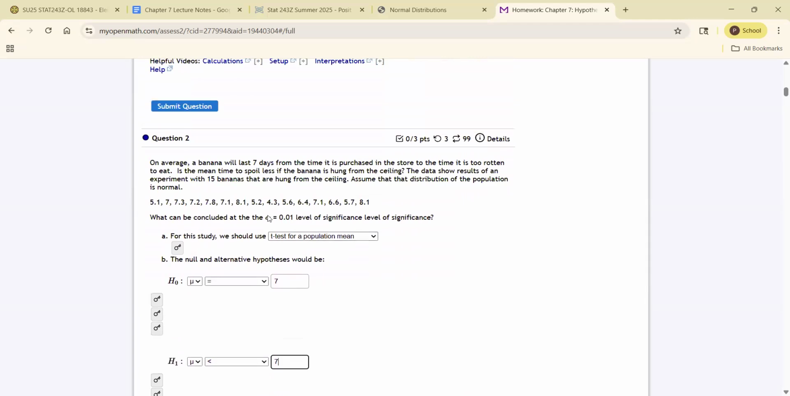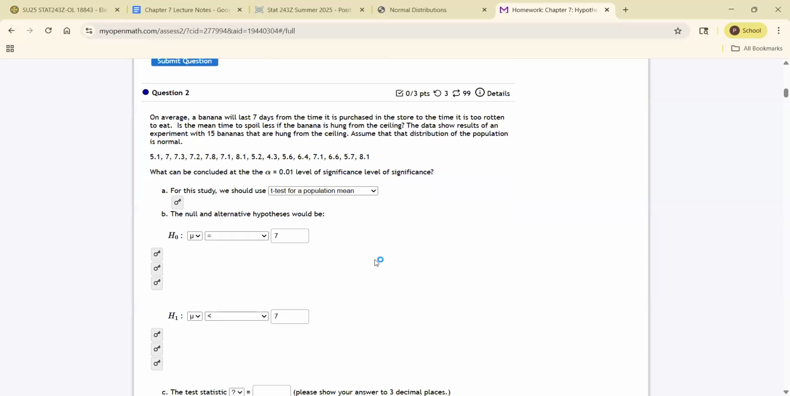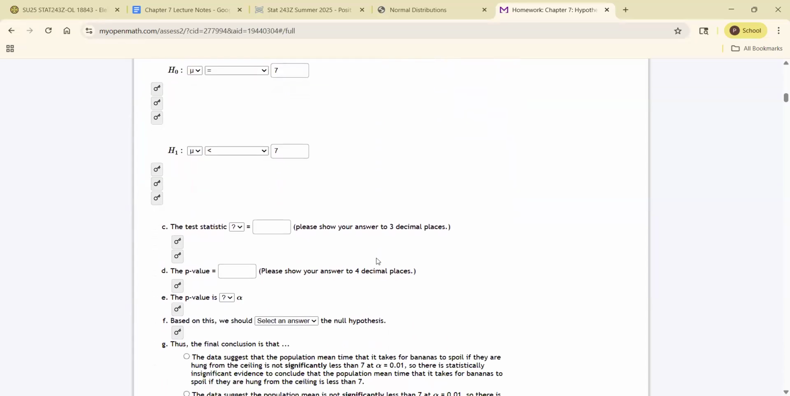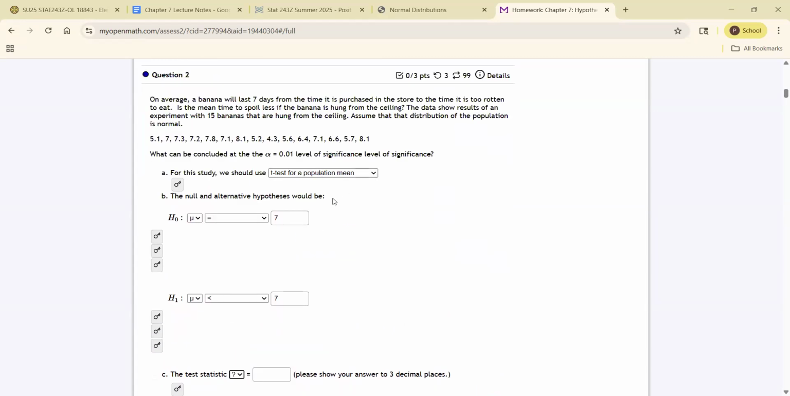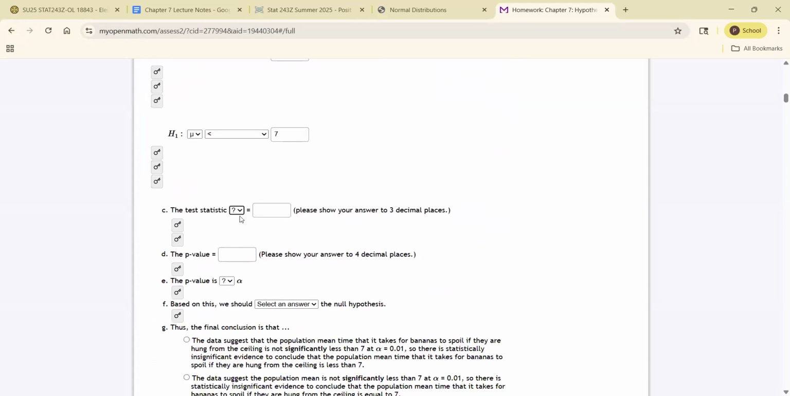Now, we've picked our significance level. There's that alpha I told you about, 0.01. We have our alpha equals 0.01. Now we're going to use our data to develop a test statistic. So the test statistic, since we're doing a t-test for population mean, is going to be t. And let's hop over to R to figure out the test statistic.